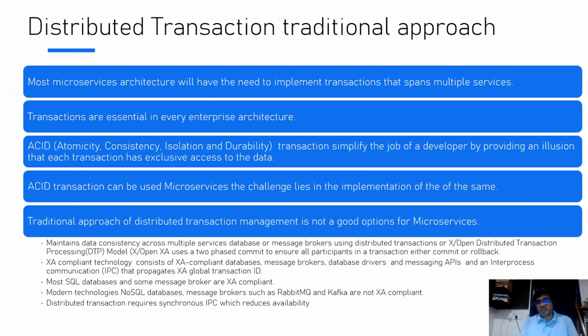Now, distributed transactions: if you really look at microservices, there will be a need to implement transactions that span multiple services. Transactions are core to enterprise business. ACID transactions simplify the job of the developer by providing an illusion that each transaction has exclusive access to data. The emphasis I need to lay out here is illusion and exclusive access to data. If you look at most databases you've worked with in the last 2-3 decades, SQL and Oracle generally play a lot with various isolation levels, from 0 to 4, all the way to highly serialized by nature. But obviously that's going to hurt the performance.